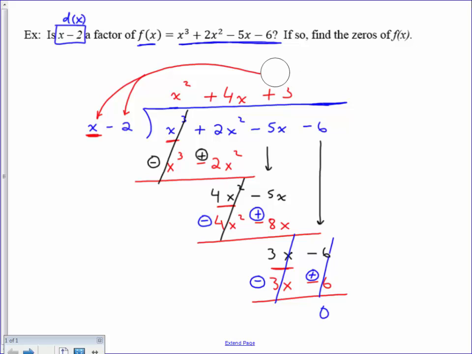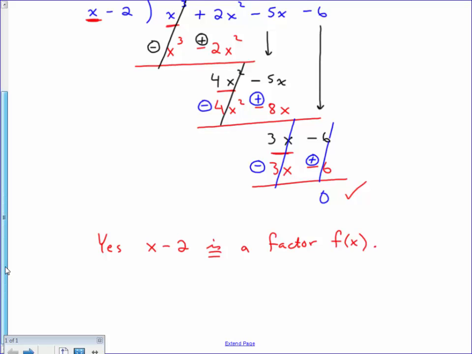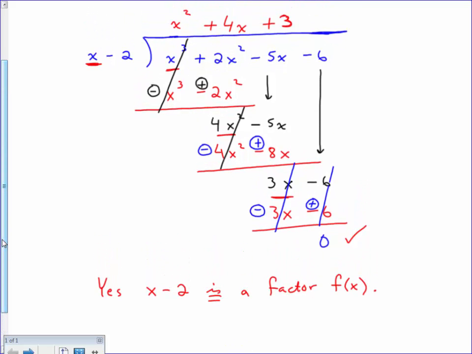Now I want to talk about what has happened and basically what that tells us in relationship to the original question. The original question was, is x minus 2 a factor of this function? If the remainder is 0, then yes, x minus 2 is a factor of f of x. What would have happened if the remainder had not been 0? Then we would have answered no, x minus 2 is not a factor of f of x.